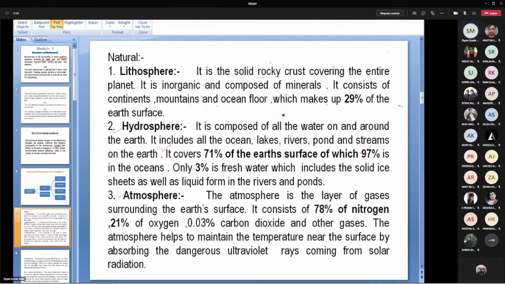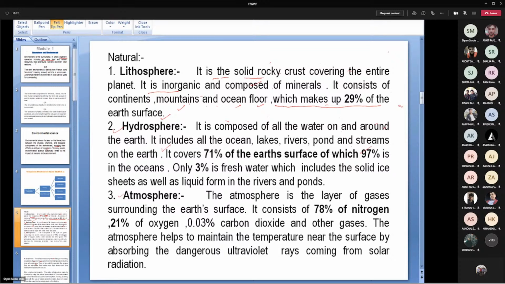This is a very important point: it makes up 29% of the Earth's surface. That means what? It is the solid rocky crust covering the entire planet. It is inorganic and composed of minerals. It consists of constituents, mountains and ocean. So this is the lithosphere, and this answer is enough here.